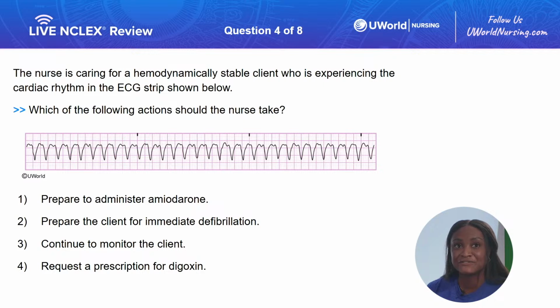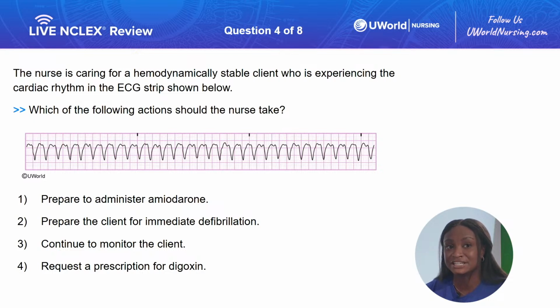Question 4. The nurse is caring for a hemodynamically stable client who is experiencing the cardiac rhythm in the ECG strip shown below. Which of the following actions should the nurse take? So again, break it down. Read this ECG, figure out what rhythm it is reading, and then I gave you a hint earlier about how you should factor these answer choices. Option 1, prepare to administer amiodarone. Option 2, prepare the client for immediate defibrillation.